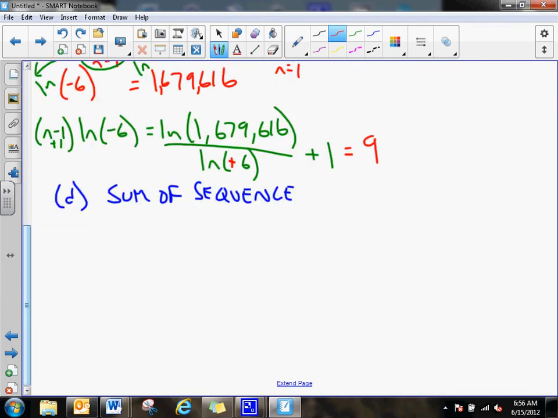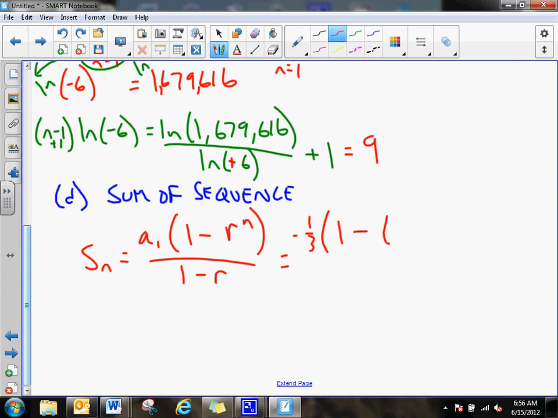All right, sum of a sequence. Different formula for our geometric sequence here. It's going to be the starting value, so a1, times 1 minus r to the n, all over 1 minus r. So that looks like this. 1 minus negative 6 to the 9th, and 1 minus negative 6.